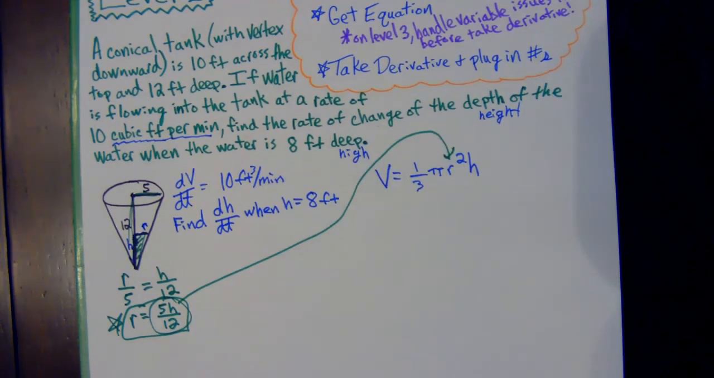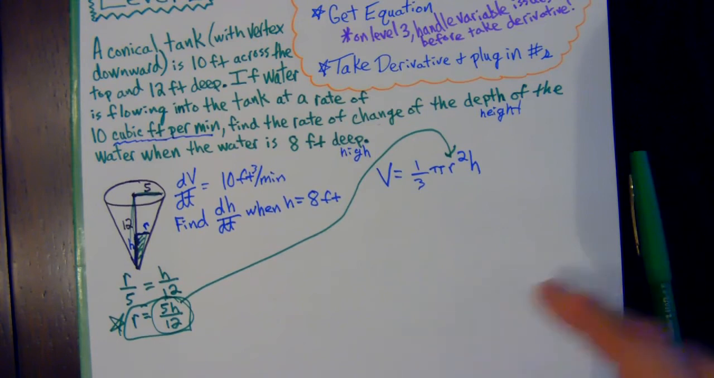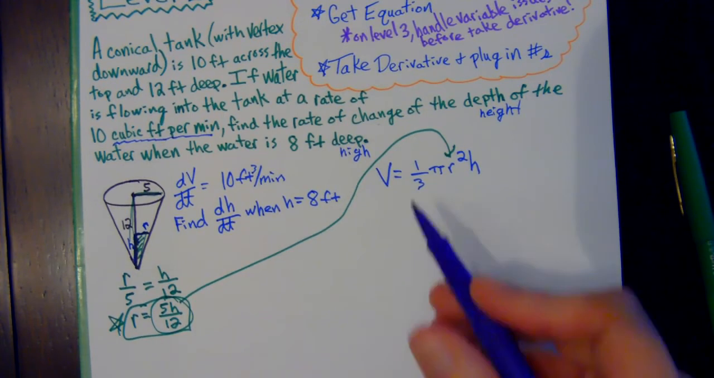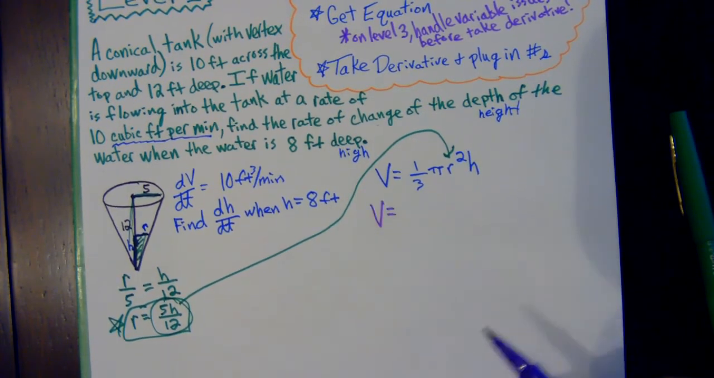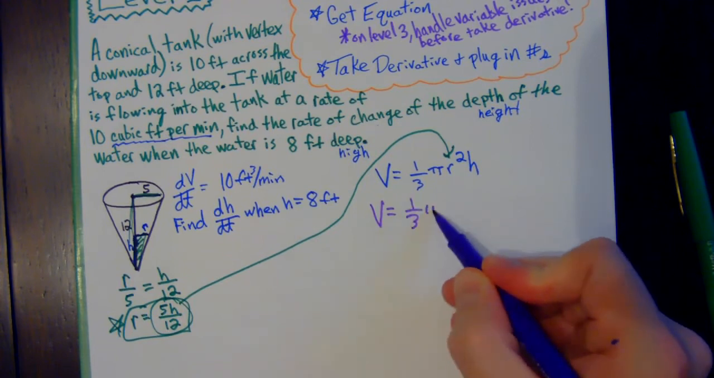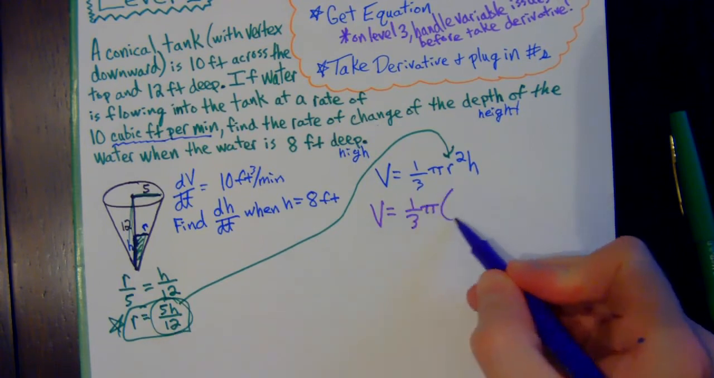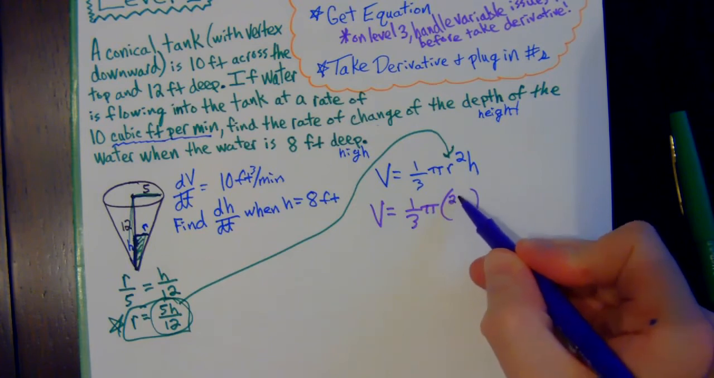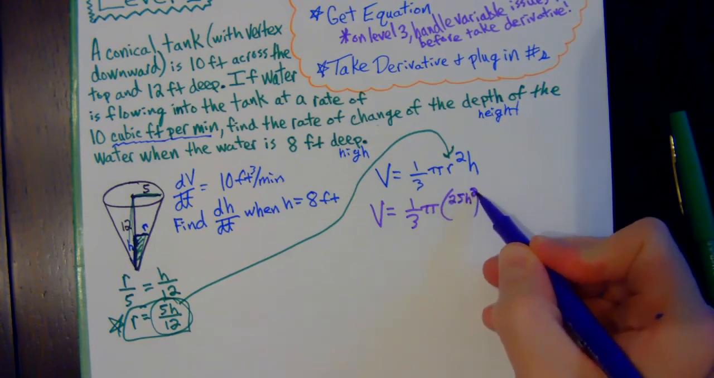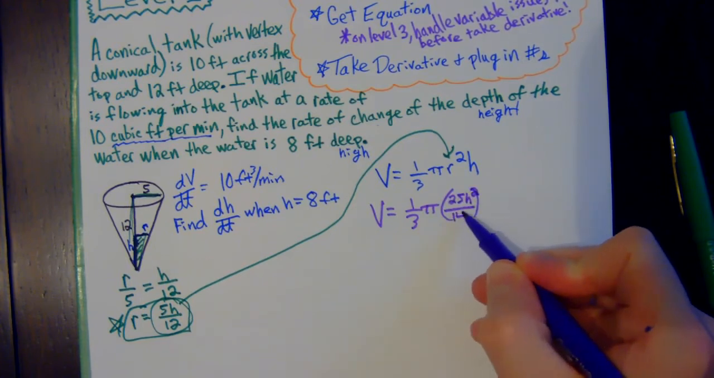That's how you handle the level 3 problems right there. Plug in something for the other variable here. And so this is still V. I'm not taking the derivative yet. I'm going to plug it in there and I'm going to square all in the same step. So that's going to be 25h squared over 144.